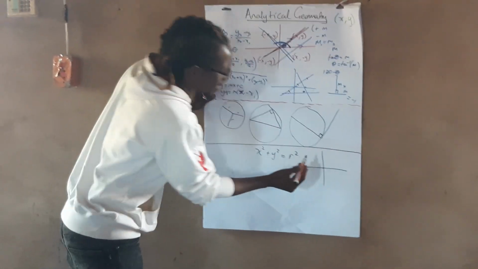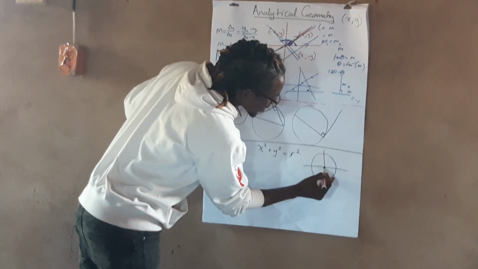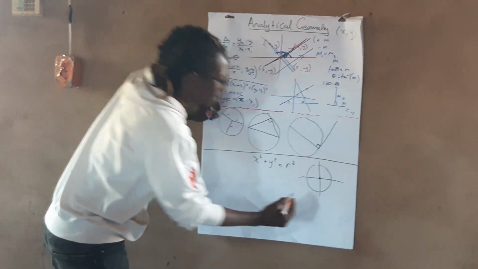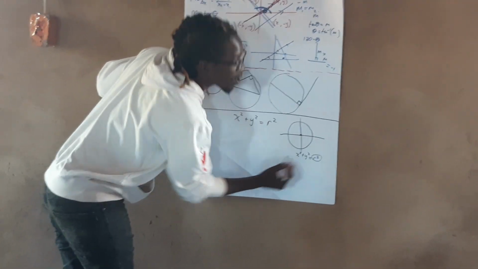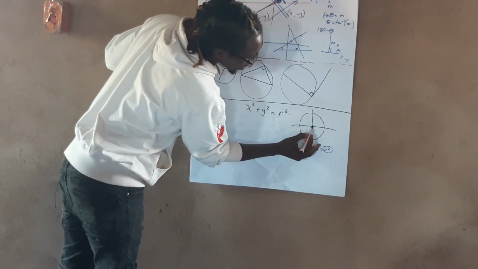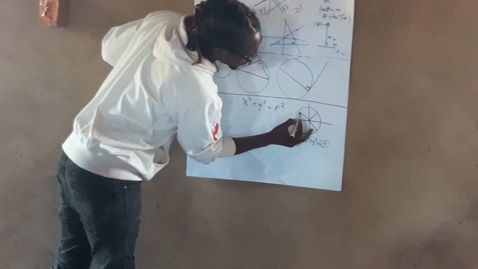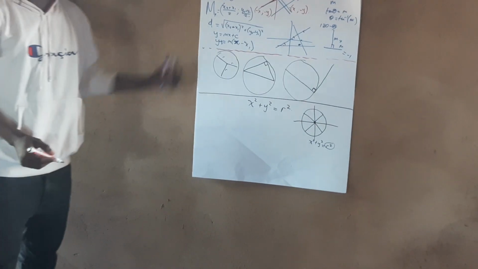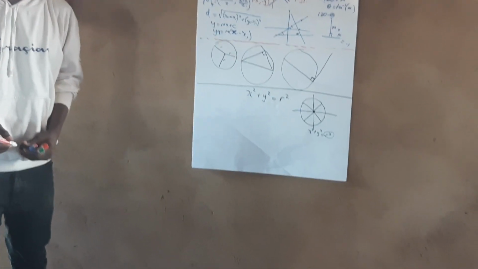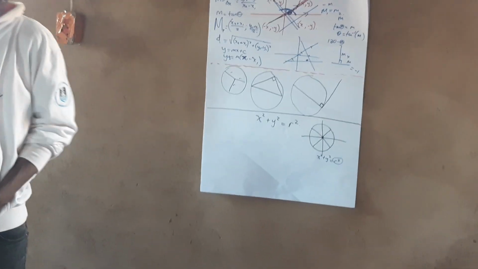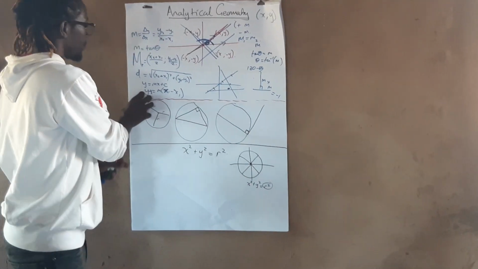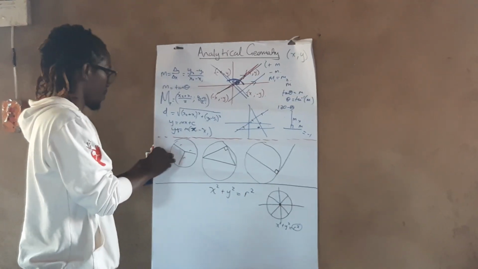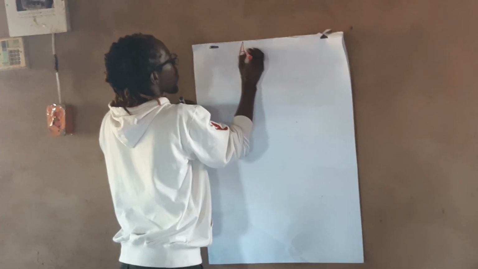So if our circle is like this, and this is our center here, our equation will be x squared plus y squared is equal to r squared, and r is the radius. This is the starting point, but now we are not interested in that. We're interested in circles that are not centered at the origin, right?